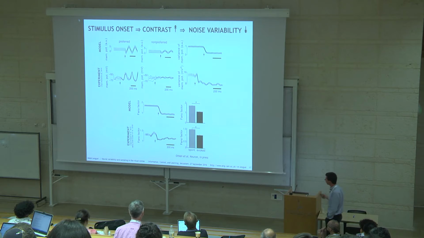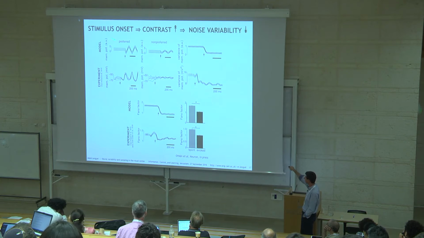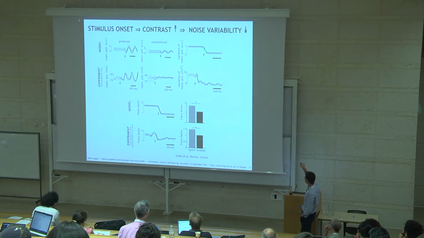Here I'm showing you results from the model in terms of membrane potentials. So these are actual membrane potential recordings in the model in response to a drifting sinusoidal grating stimulus, at the preferred orientation or non-preferred orientation. The main thing to look at is that the error bars shrink at the moment when the stimulus is presented. We can also characterize on average what the variance is doing across all orientations, and you can see that there is a drop in variance. And essentially the same thing has been observed experimentally.